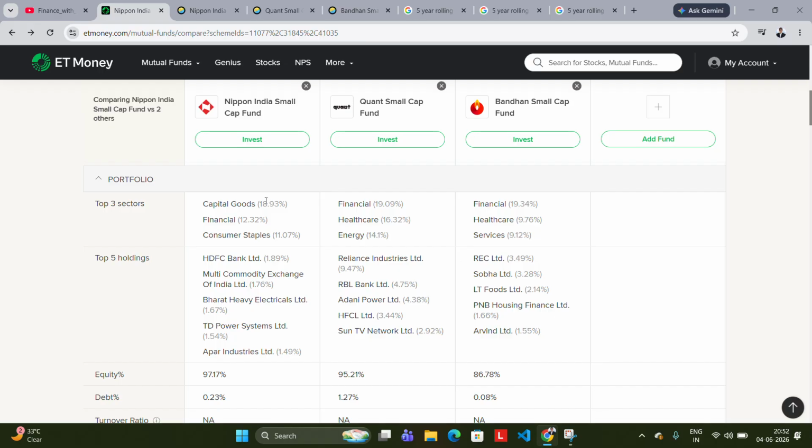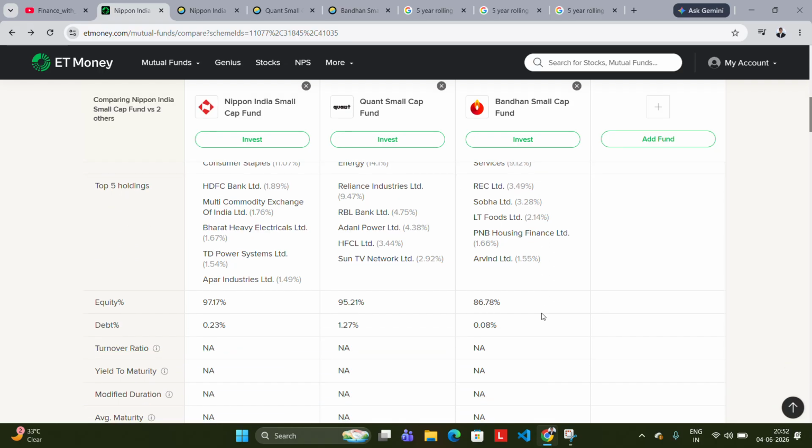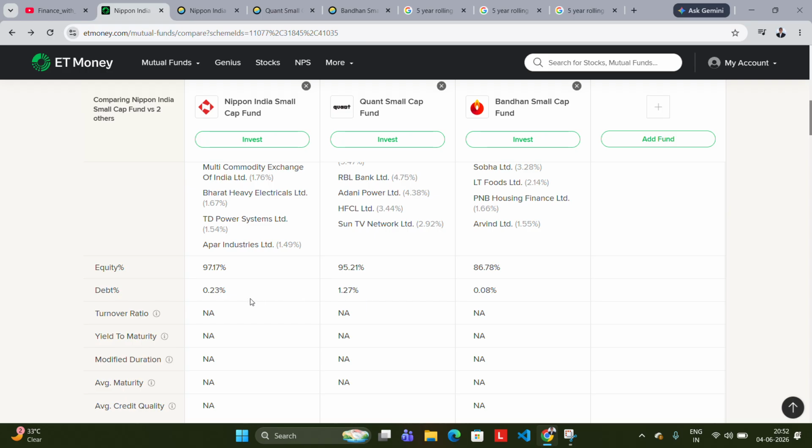Okay, these are the sectors and these are the top five holdings. And as we can see, they are investing in equity markets. Nippon is 97% invested, with a few in debt and almost 2% in cash. Quant is also invested heavily, 95%, and 1% in debt, so it also has 3 to 4% in cash, while Bandhan Small Cap is 86 or 87% invested, and they have 13 to 14% of their AUM in cash.